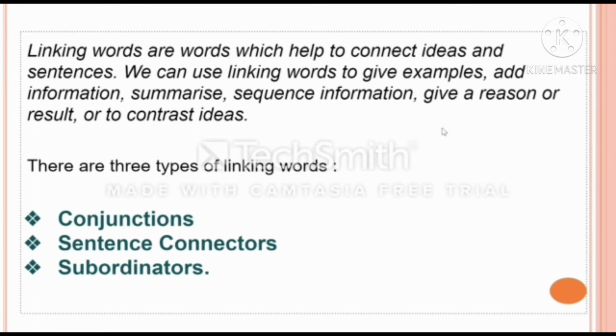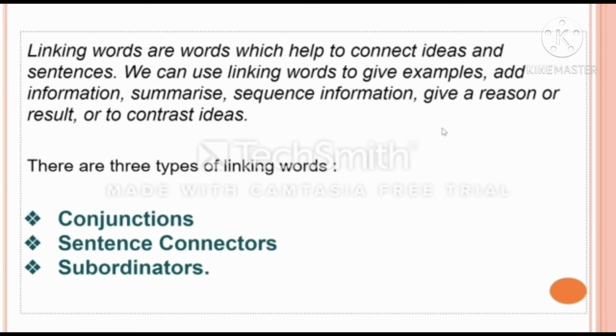Today I am going to discuss linking words. First of all, we have to know what a linking word is. Linking words are words which help to connect ideas and sentences. We can use linking words to give examples, add information, summarize, sequence information, give a reason or a result, or to construct ideas.